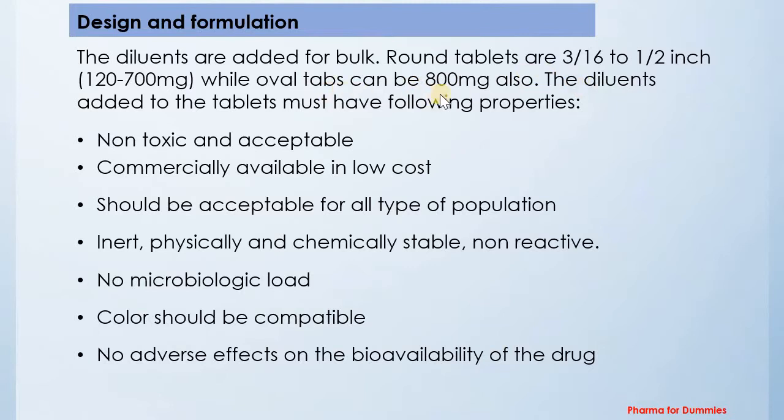The diluents which are added to the tablets must have the following properties. The diluent should be non-toxic and should be acceptable to the regulatory agencies in all countries where the product is to be marketed. The diluent should be commercially available at low cost. It should be acceptable for all types of population, like diabetic patients, high blood pressure patients, something like that. Then the diluent should be inert with the ingredients of the tablet. It should be physically and chemically stable, and it should be non-reactive.